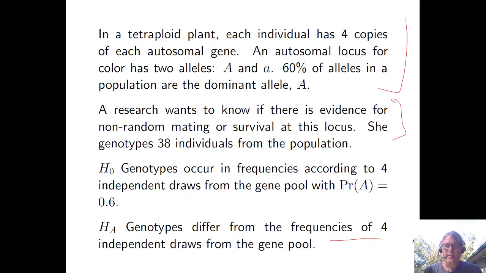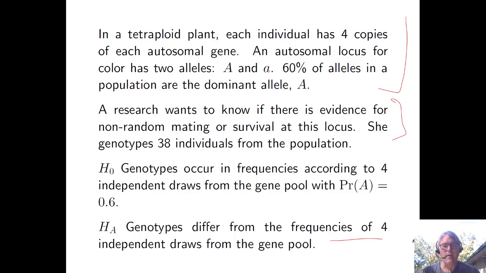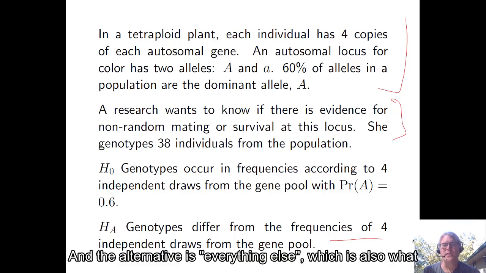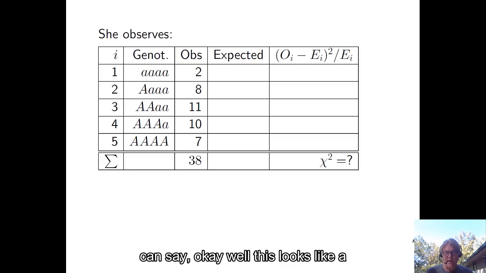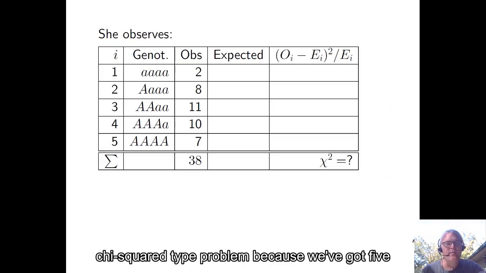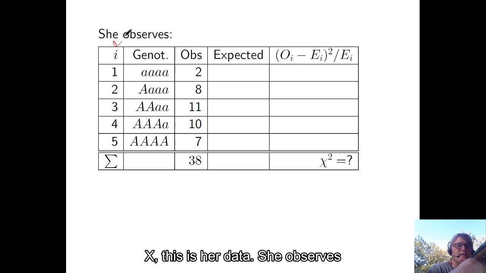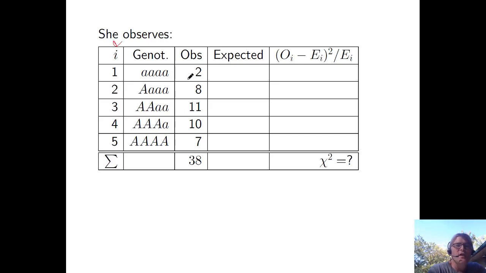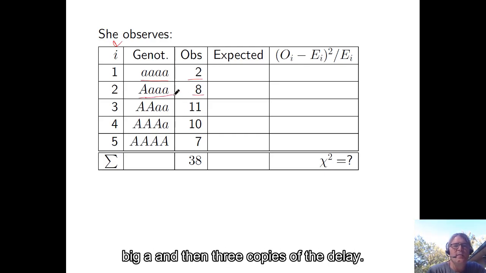Okay, so that's a very precise null, which is what we want to see. And the alternative is everything else, which is also what we want to see. And we can say, okay, well, this looks like a chi-square type problem because we've got 5 different types of genotypes. Here I've got an index. This is her data. She observes 2 individuals have 4 copies of little a. 8 individuals just have 1 big A, and then 3 copies of little a.